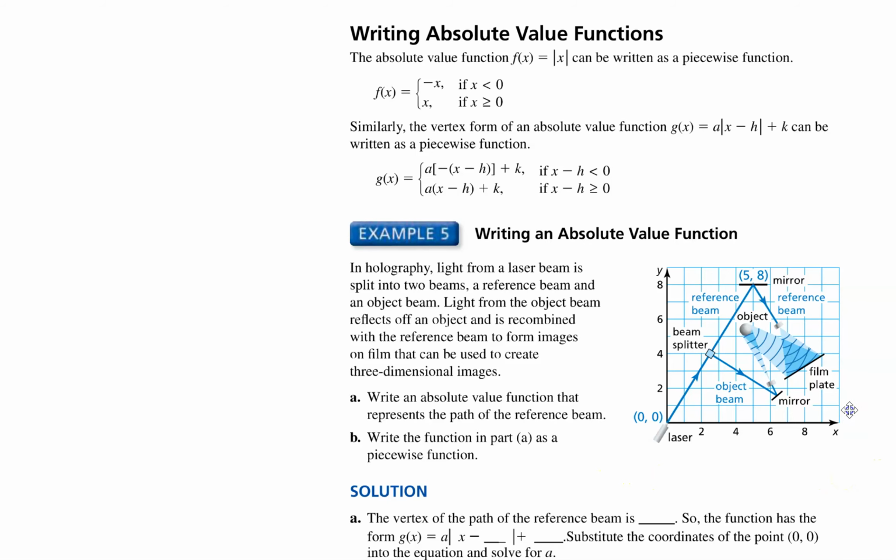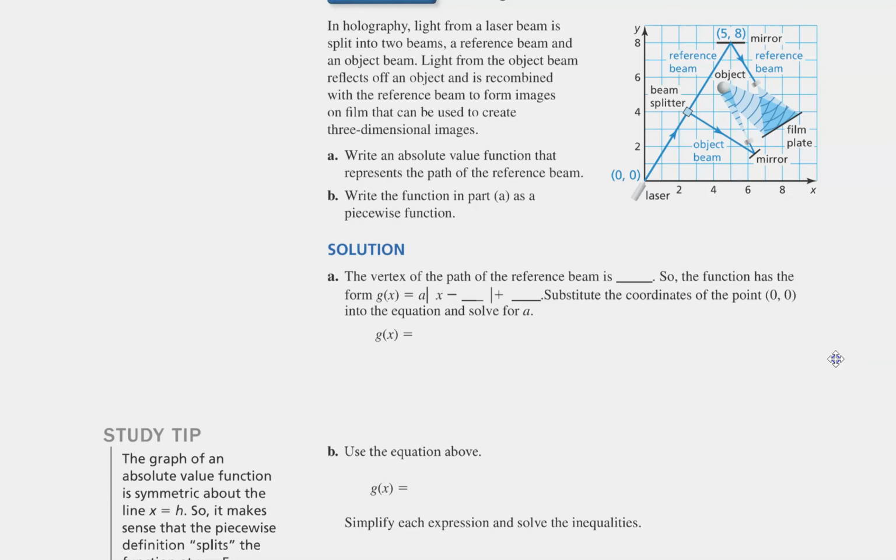So the solution. The vertex of the path of the reference beam is 5, comma 8. So the function has the form g of x is equal to a times the absolute value of x minus 5 plus 8. Remember the vertex 5, 8: h is 5 and k is 8. Substitute the coordinates of the point 0, 0 into the equation and solve for a.